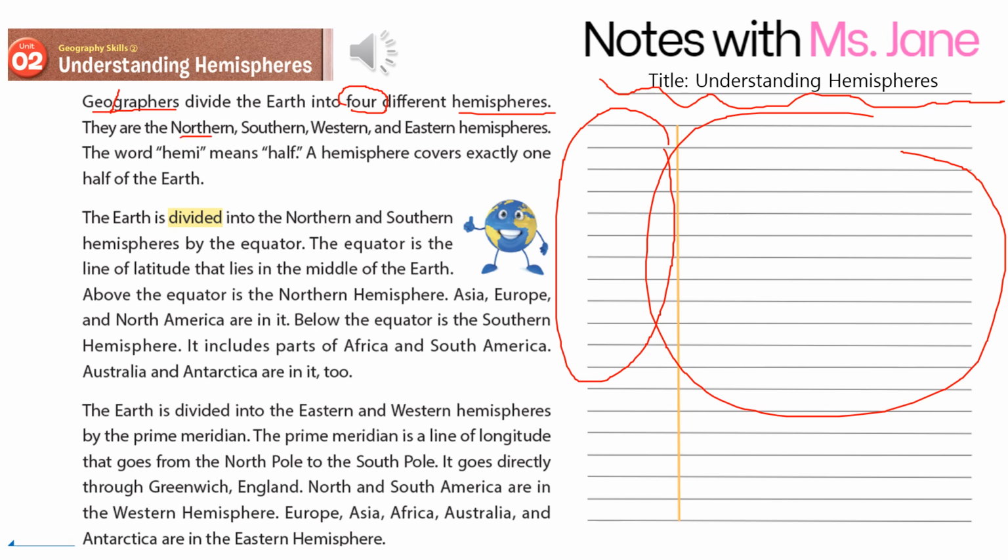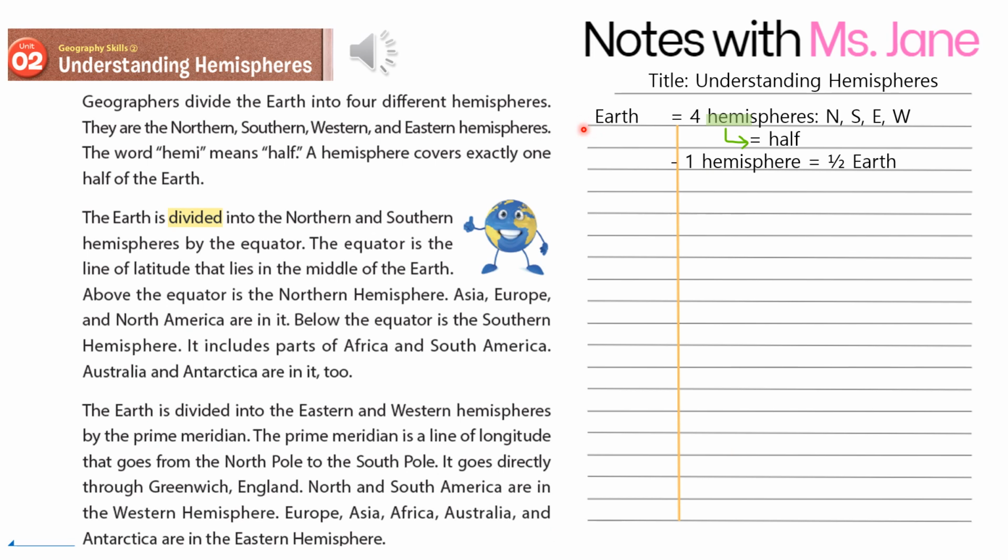They are northern, southern, western, and eastern hemispheres. So 북, 남, 서, 동쪽으로 나눌 수 있대요. Then what is important here? Hemi means half. So a hemisphere covers exactly 1/2 of the Earth. So what is a hemisphere? 지구의 반을 뜻한대요. So what do you think is the main idea here, guys?